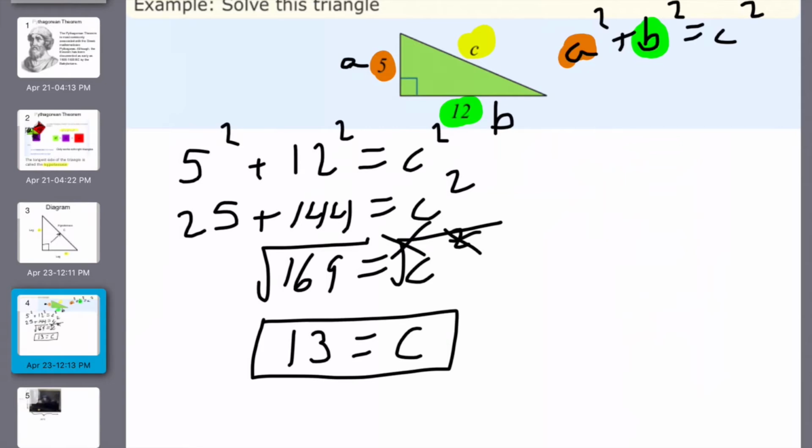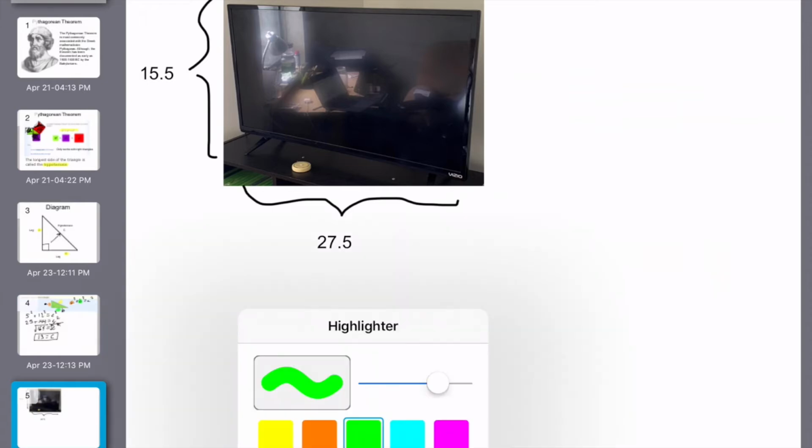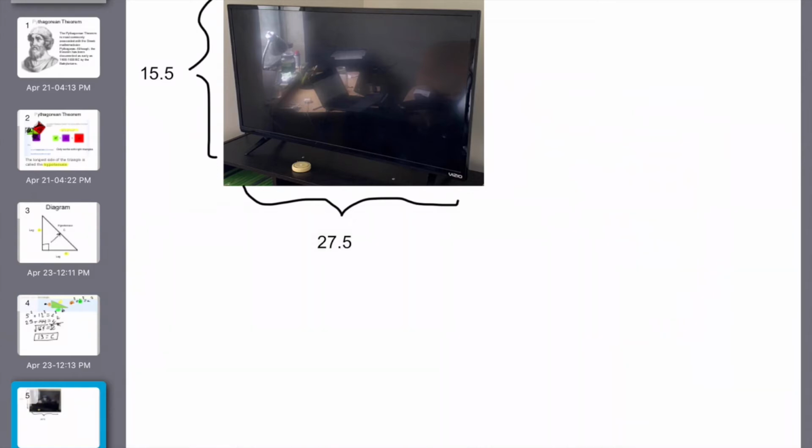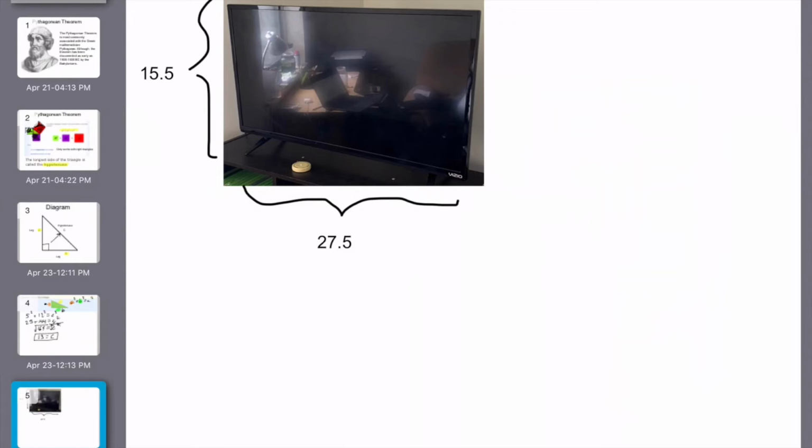Let's try this in a real world problem, shall we? So I took a picture of one of the TVs that I had in my apartment, and I measured the side lengths with a tape measure, and I can kind of show you how it's going to work out here. And this is actually how they go about trying to determine sizes of TVs as well. So they find one side length, and they find the other side length, and then they actually measure the size of TVs on diagonals, okay?